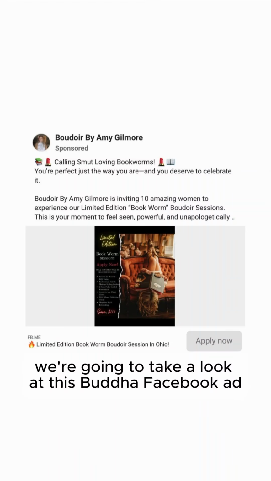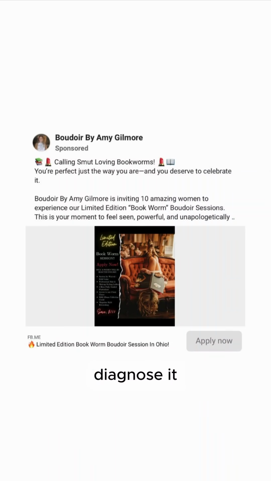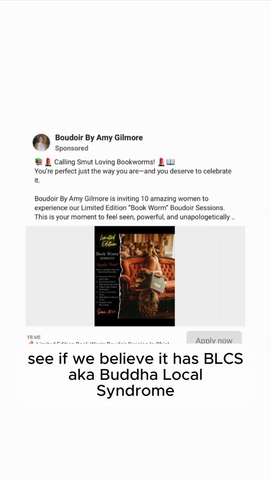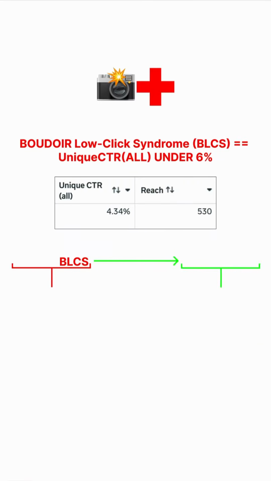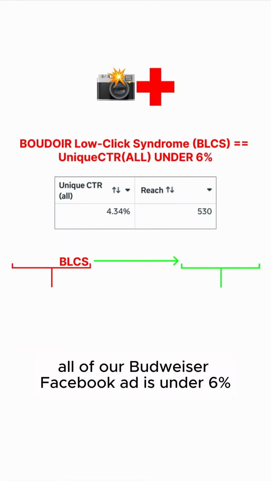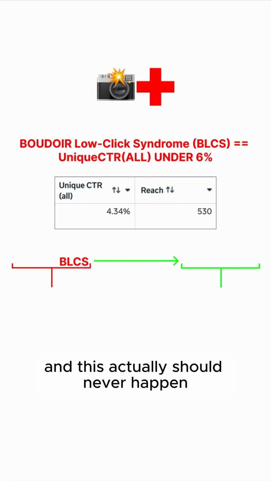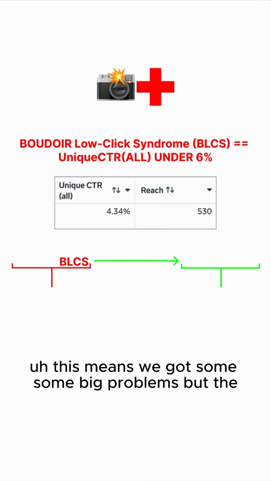All right, we're going to take a look at this Boudoir Facebook ad, diagnose it, see if we believe it has BLCS, aka Boudoir low click syndrome. So Boudoir low click syndrome, BLCS, is when the unique CTR of our Boudoir Facebook ad is under 6%. And this actually should never happen. This means we got some big problems.